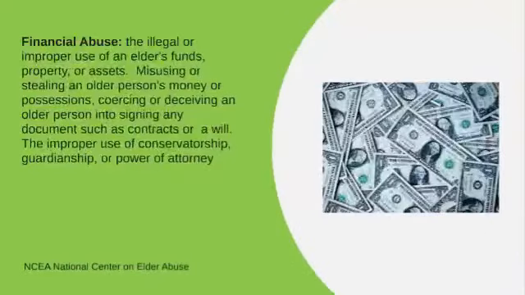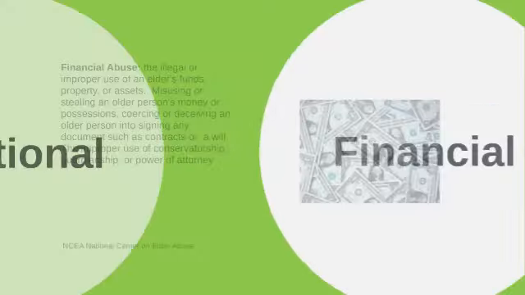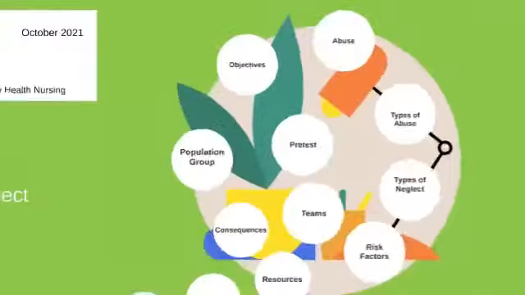Lastly, financial abuse, the illegal or improper use of an elder's funds, property, or assets, misusing or stealing an older person's money or possessions, coercing or deceiving an older person into signing any document such as contracts or a will, the improper use of conservatorship, guardianship, or power of attorney.